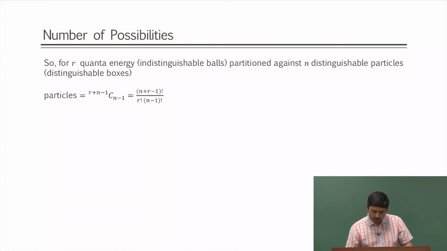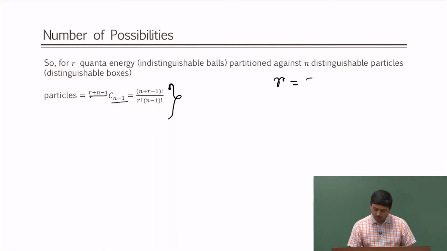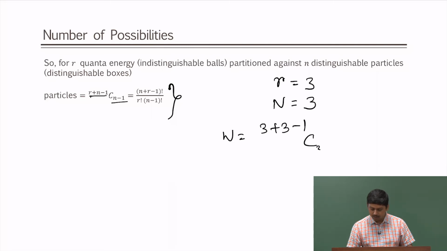So, this is the formula that I showed, r plus n minus 1 C n minus 1. Now, imagine this problem of 3 particles and 3 boxes. So, 3 units of energy and 3 particles means r equal to 3 and n equal to 3. So, the number of ways is 3 plus 3 minus 1, choose 3 minus 1, which is 5C2.